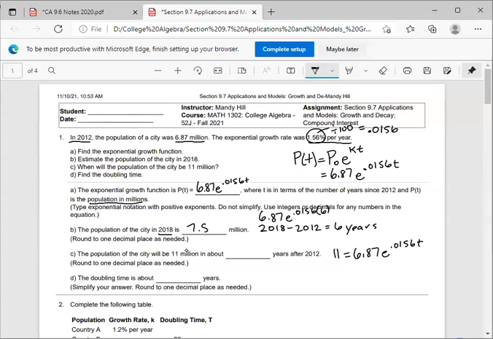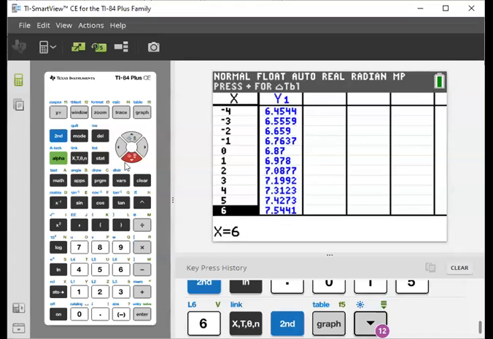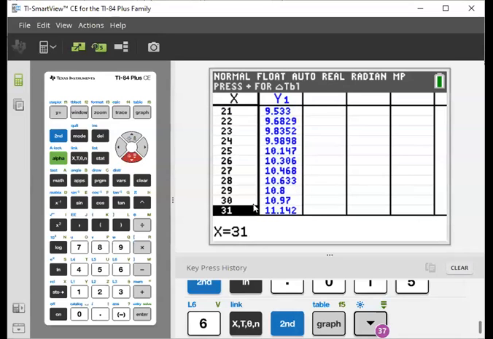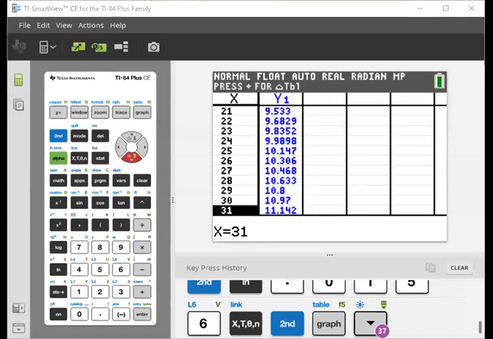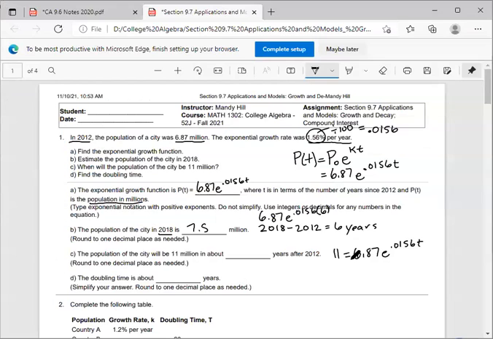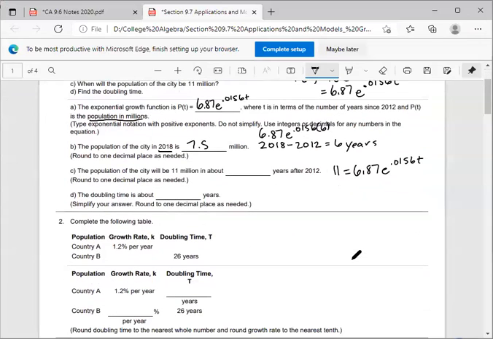Okay, so I can't use my calculator to give me the answer, but I can use my calculator to see if I'm on the right path. So we're wanting to know when this Y1 column, when the answer is 11. So I'm gonna scroll until I get close to it. Okay, so it looks like it's happening between the 30 and the 31st year. 10.97 and 11, so we're looking for 11. So that's gonna tell me at least if I'm kind of on the right track with my answer, but I am gonna have to use some algebra to solve this.